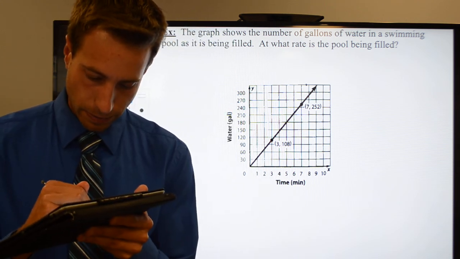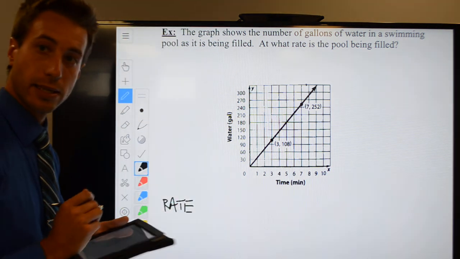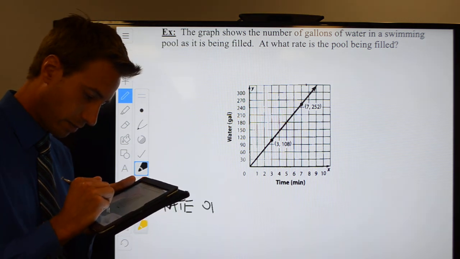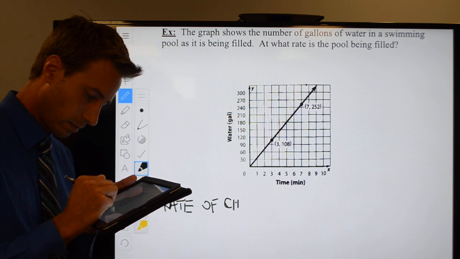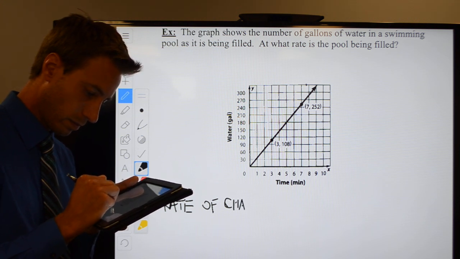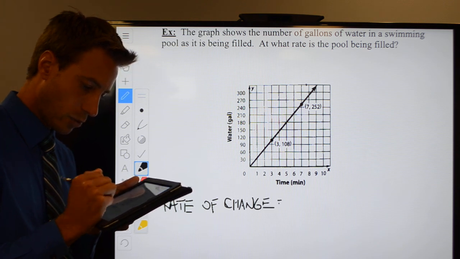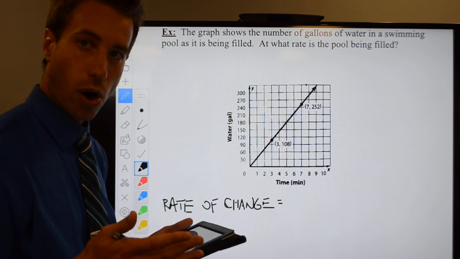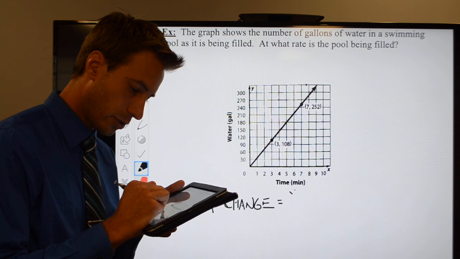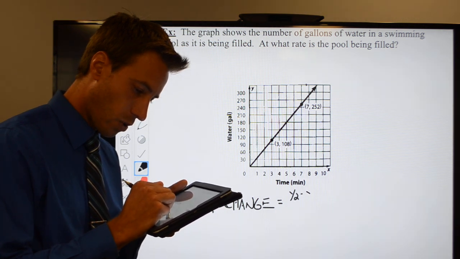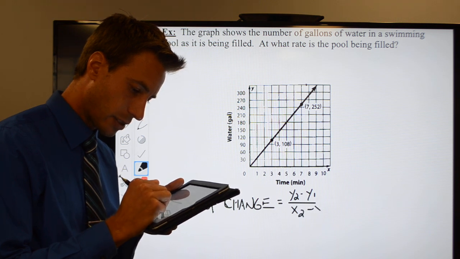Rate of change is going to be equal to the change in y over the change in x. We call that y2 minus y1 over x2 minus x1.